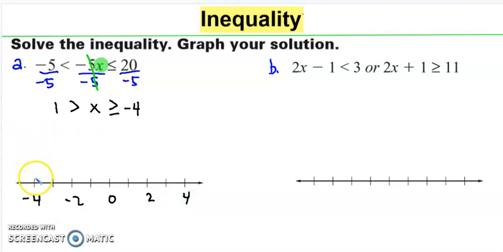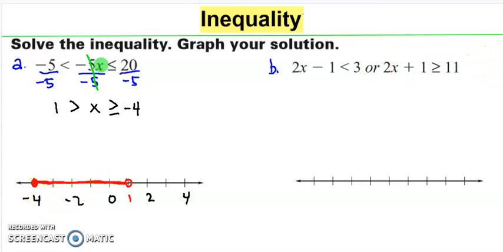So we mark negative 4 with a closed circle because there's an equal sign, and then mark 1 with an open circle, because there's no equal sign, and then we connect the two circles, or we shade between the two circles. So negative 4 is the boundary number on that side, positive 1 is the boundary on this side. So x can be any number between those two numbers, including negative 4.